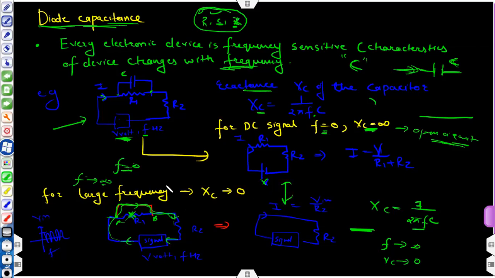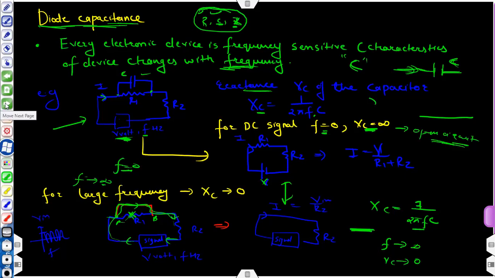Even though capacitance was there in the circuit, the characteristics of the capacitance depend on the frequency of operation. If frequency is 0, you can ignore the capacitance. If frequency is very high, you have to replace it with a short circuit. And for intermediate values, you have to calculate XC accordingly, then calculate the parallel value of reactance, and then add it to R2. Like this you have to do.